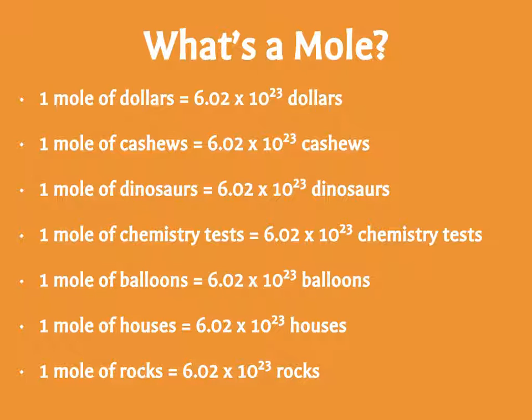So just like a dozen, a mole is always equal to 6.02 times 10 to the 23rd, no matter what you're talking about. So a mole of dollars, which would be awesome to have, is 6.02 times 10 to the 23rd dollars. A mole of chemistry tests, which would be awful, is 6.02 times 10 to the 23rd chemistry tests. A mole of houses is 6.02 times 10 to the 23rd houses. So no matter what you have or what you're measuring, 1 mole is always equal to that many particles of that substance.